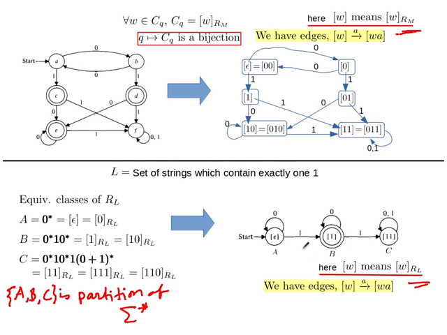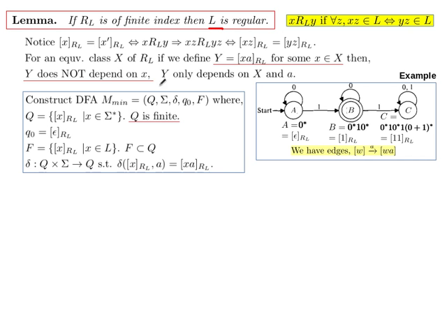So we construct the automaton like this, and then we prove that this automaton actually accepts this language L. How can we formally write that down? As I said, the states are the equivalence classes of RL. Though it may look like an infinite thing because we are taking all the strings here, you know that this is finite because this RL is of finite index. It's important. So that is why this Q is finite.